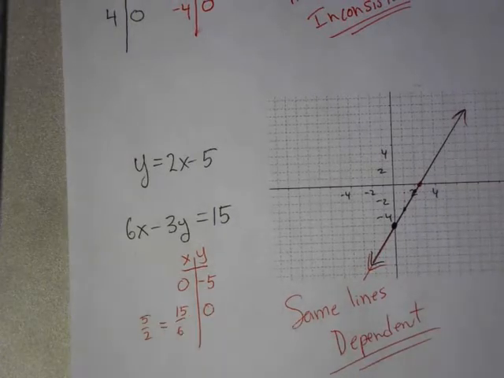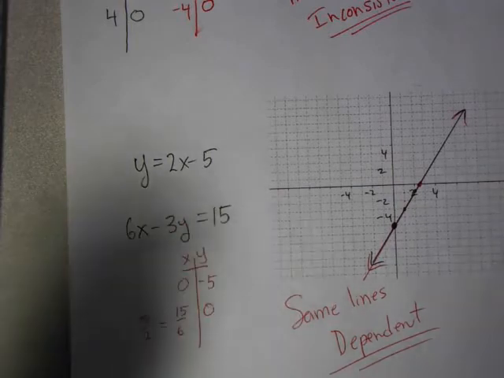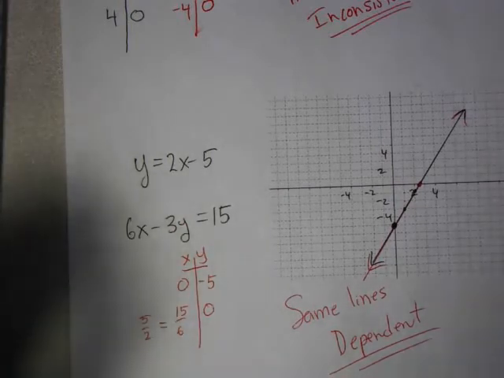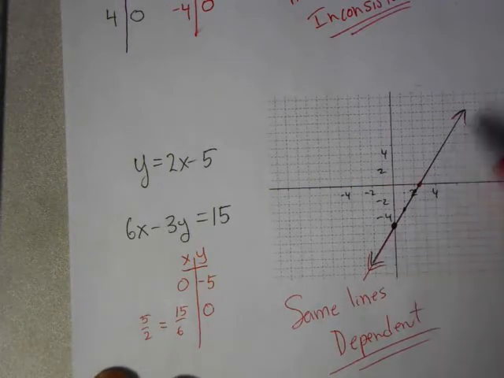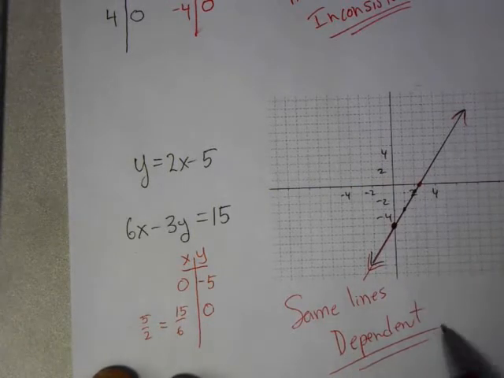So again, when it comes time to take a test, the directions would be solve the system, or show that the system is inconsistent, or show that the system is dependent. So you're going to need to know when you get this picture, one line on top of the other, you're going to write the word dependent for me. Okay?